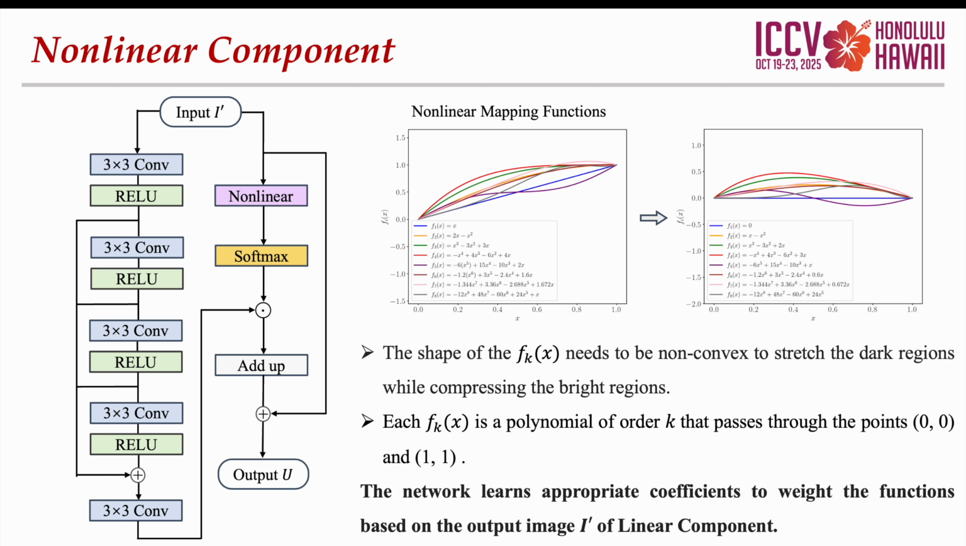In the nonlinear component, we predefine a set of nonlinear functions following two principles below. First, the function must be non-convex to stretch the dark regions while compressing the bright regions. Second, each f_k(x) is a polynomial of order k that passes through the points (0, 0) and (1, 1). The network will learn appropriate coefficients to weight the functions based on the output image I' of the linear component.